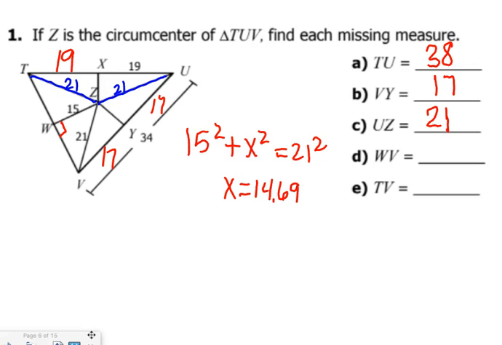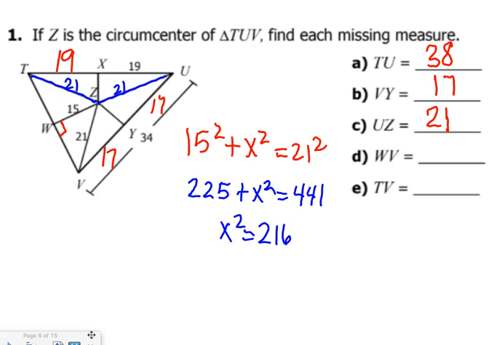Can I get a second on that? Can you walk us through it? I sure can. Okay, what's 15 squared? 225. What's 21 squared? 441. What's 441 minus 225? 216. What's the square root of 216?